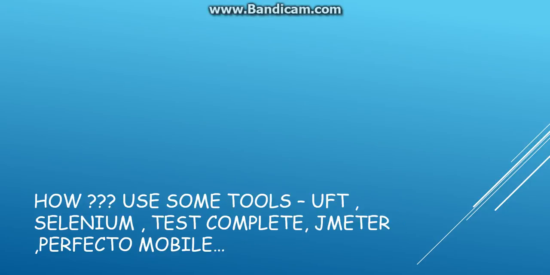So how, essentially, how do people get that to happen? If you look at the market, there are a lot of tools, some of these listed here: UFT, Selenium, Test Complete, JMeter, Perfecto Mobile. So these tools enable the tester, the person who would have had to manually test the application, to write some code and then get it to run automatically and test the application. So here are some examples of the tools available.